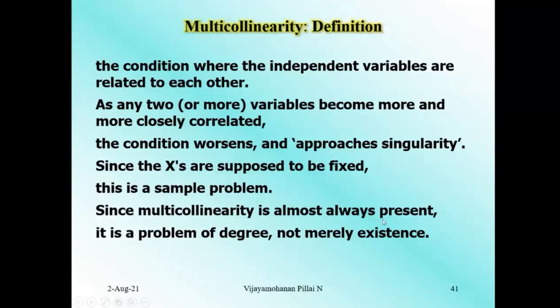So remember, this is a sample problem, and therefore we have to do something with the sample to avoid this particular problem. We will come to the remedies later. Now, multicollinearity is always there among all the data sets, and it is a problem of degree, not just presence. That means multicollinearity can appear in different degrees. We have the two extremes. At one extreme, we have perfect multicollinearity, and at the other extreme, we have no multicollinearity at all. Between these two limits, we have different degrees of multicollinearity. So I shall tell you about these three cases now.